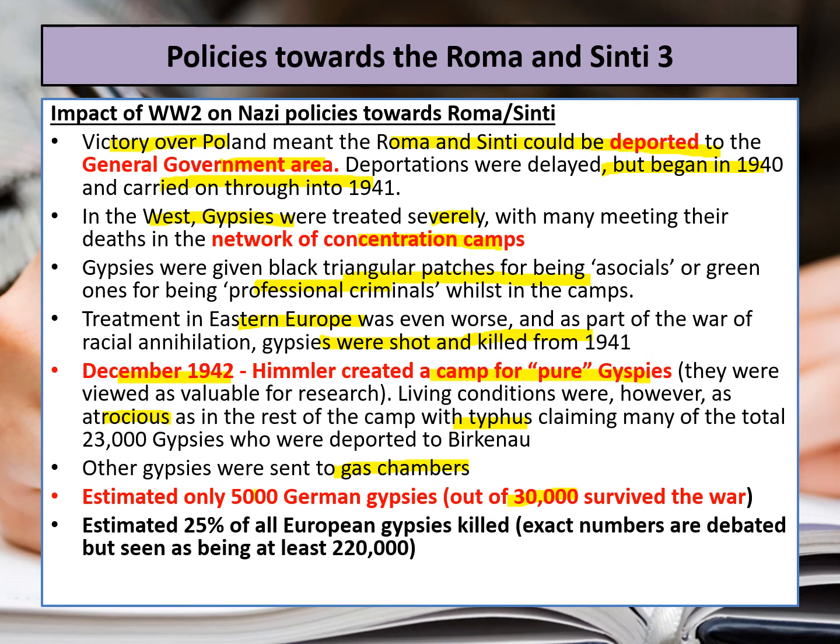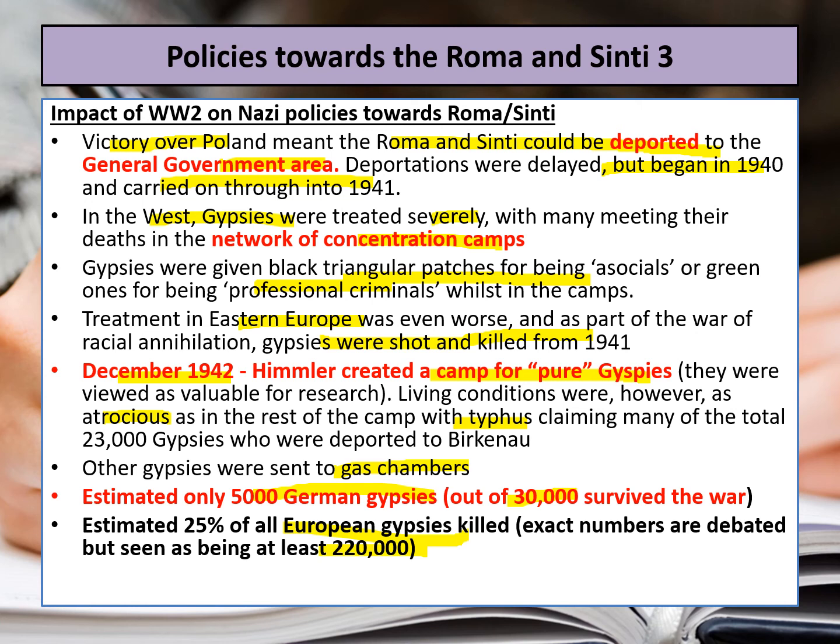It's really difficult to know exactly how many European Roma and Sinti were killed as a result of the Nazi policies, because they didn't have exact numbers and they weren't recorded in each country with exactly how many people there were because of their lifestyle. But it's estimated that around 25% of all European gypsies were killed, and we think that it's at least 220,000, although some historians say it was as many as 500,000 innocent Roma and Sinti that were murdered.